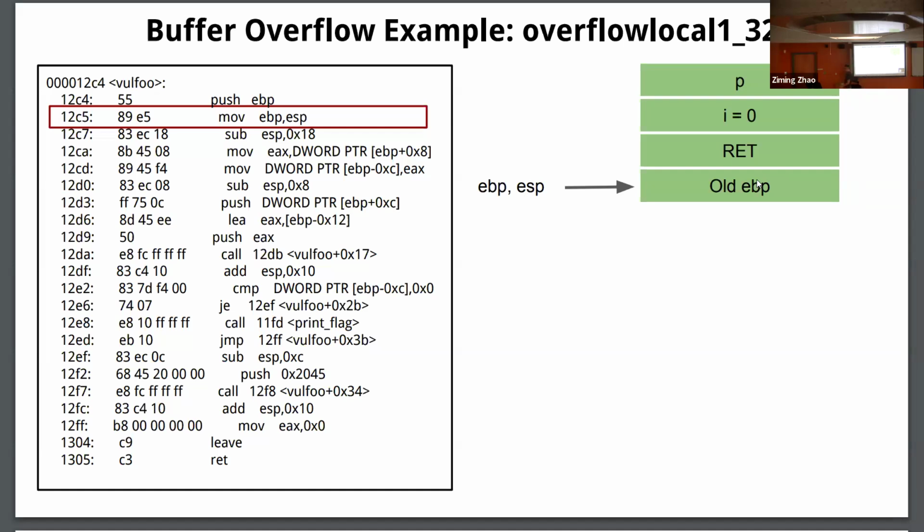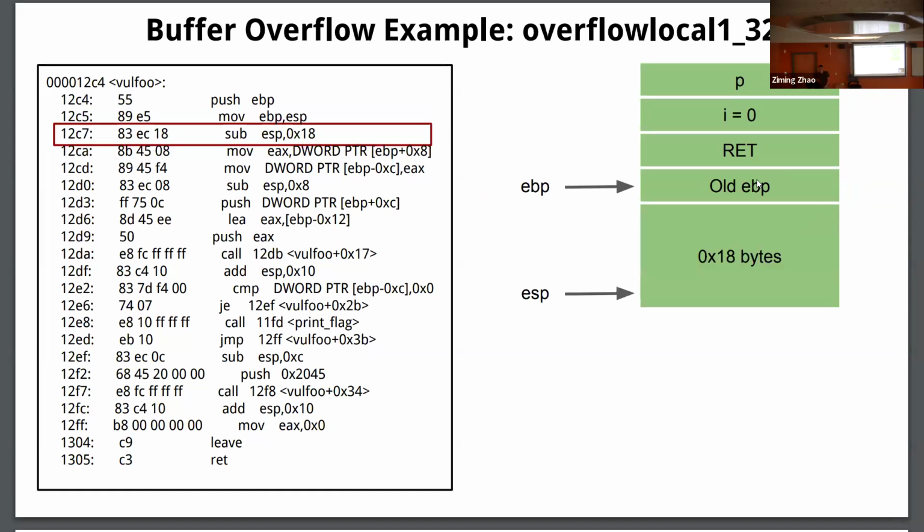Now, after that, we have the subtract 18 in hex from ESP. So EBP doesn't change. Okay. During this function, the EBP doesn't change. Of course, this function will call other functions, and in those functions it will change.